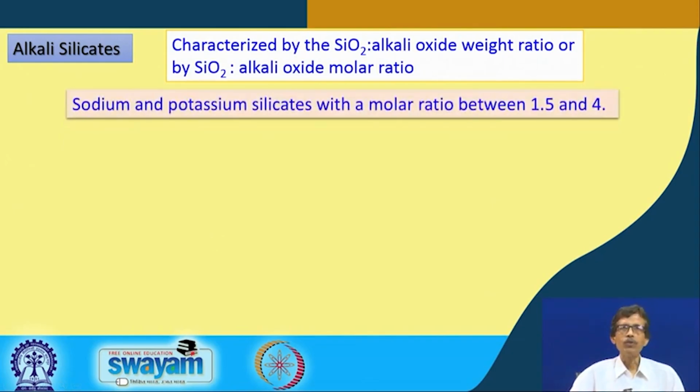If you depend only on sodium oxide or potassium oxide, you will get sodium and potassium silicates, where the molar ratios vary between 1.5 and 4.